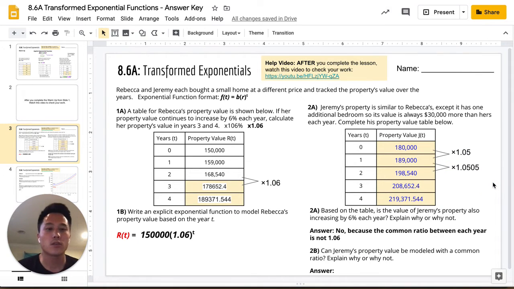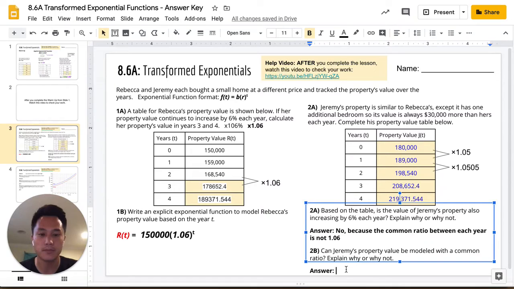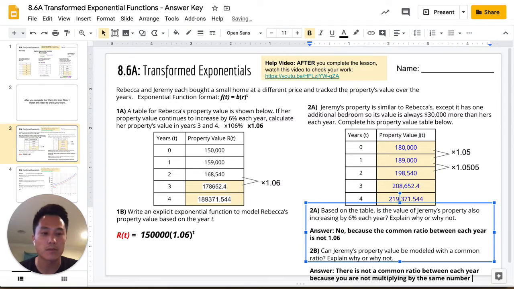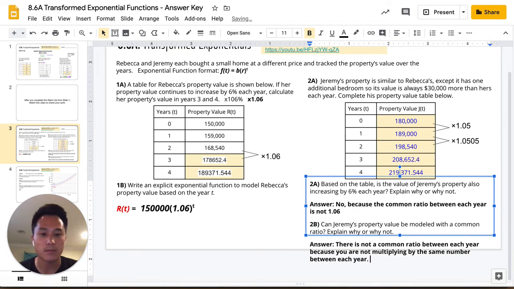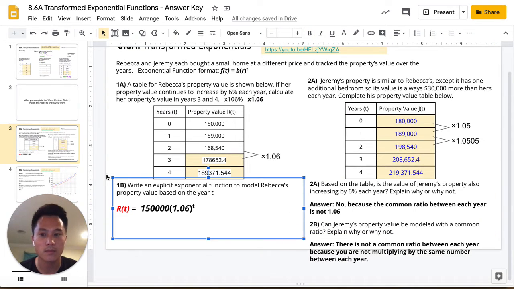Okay, so just from looking at the first 3 years, we see that there isn't a common ratio because we're not multiplying by the exact same number to get to each term. So there is not a common ratio, because you are not multiplying by the same number between each year. Okay.